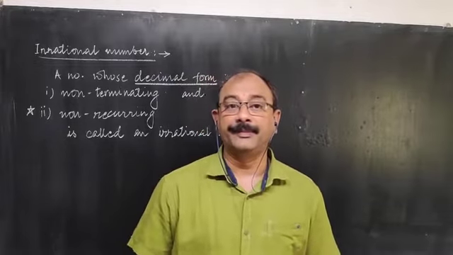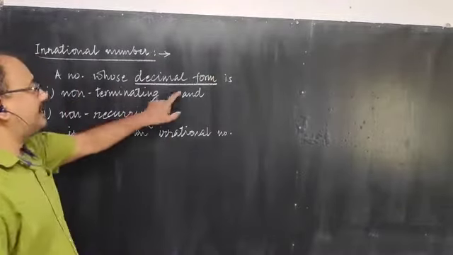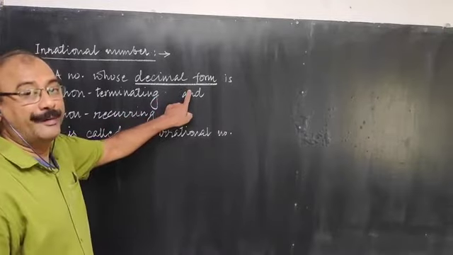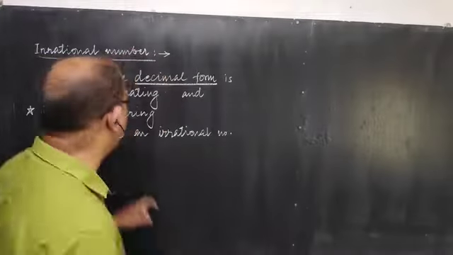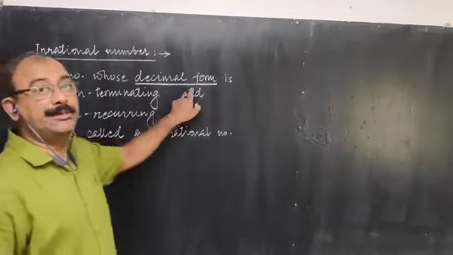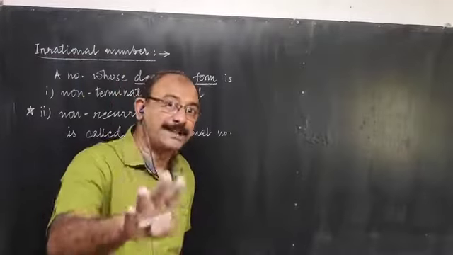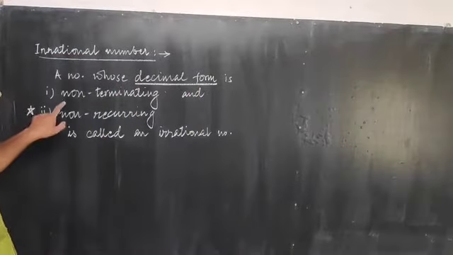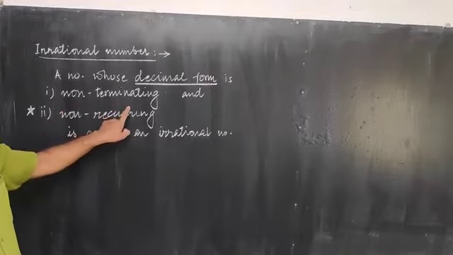So I am repeating. A number whose decimal form, why I have underlined the decimal form, I am going to explain, a number whose decimal form satisfies two conditions. First, that decimal form must be non-terminating.